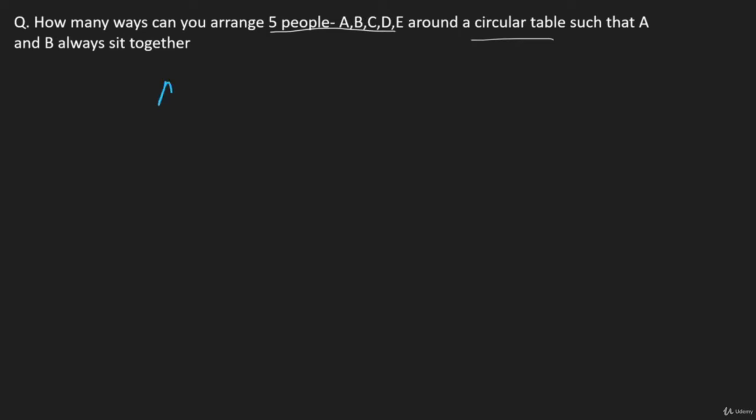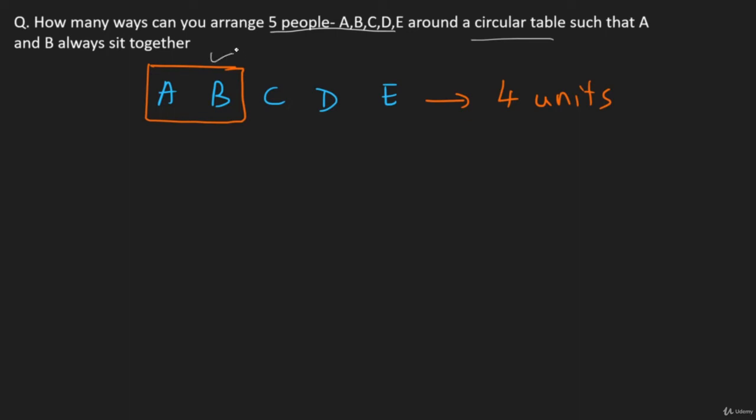So the 5 people are A, B, C, D and E. And it is given that A and B are always together. So we have 4 units over here, right? This is 1 unit, this is the second one, third, and this is the 4th unit. So we have 4 units. Now if we have to arrange 4 units around a circle, that can be done in (n-1) factorial ways, or (4-1) factorial ways, which is equal to 3 factorial, right?